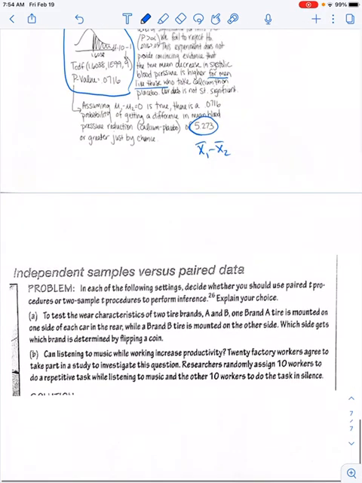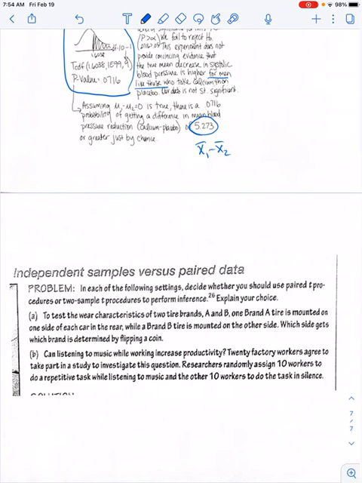All right. So the last thing I want to talk about is just making sure that you can read and understand the difference between a one sample matched pairs and a two sample. So let's read A. To test the wear characteristics of two tire brands A and B, one brand A tire is mounted to one side of each car in the rear, while brand B tire is mounted on the other side. Which brand is determined by flipping a coin. Okay, so think about if you think that's a two sample or one sample matched pairs.